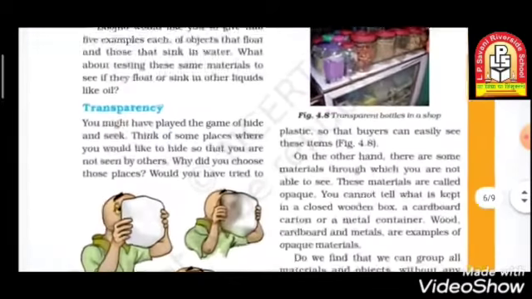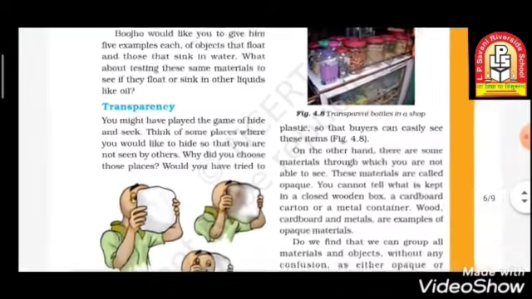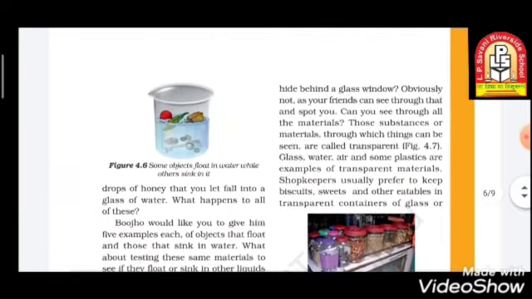Moving towards the next topic, which is transparency. Transparency means whenever you can see a thing from both the sides, that is called transparent. You might have played the game of hide and seek. Think of some places where you would like to hide. Would you like to hide behind a glass window? Obviously not, because you will be visible easily through a glass window, because glass is transparent.